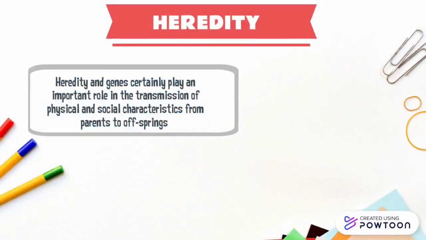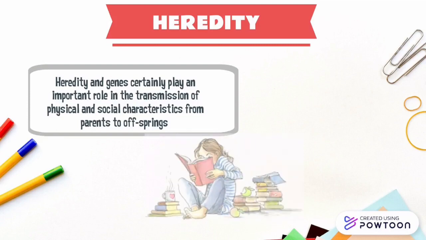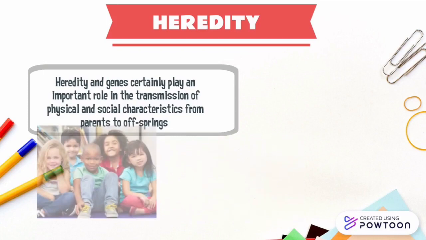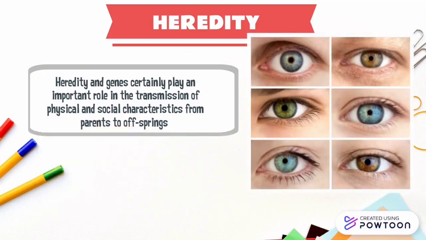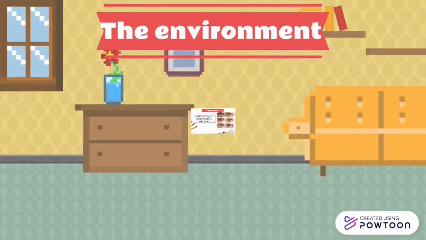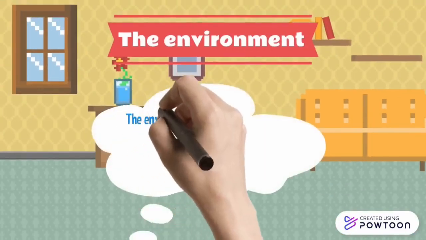First factor is heredity. Heredity and genes certainly play an important role in the transmission of physical and social characteristics from parents to offspring. Different characteristics of growth and development like intelligence, color of hair, and color of eyes are highly influenced by heredity. Next factor is environment.